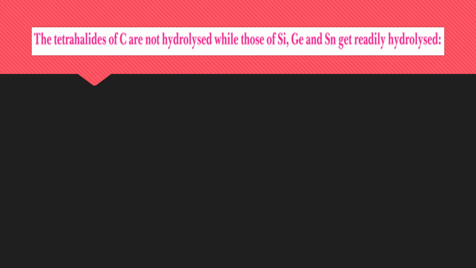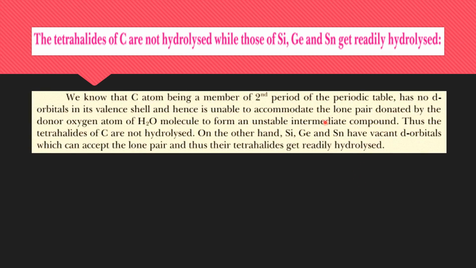Tetrahalides of carbon are not hydrolyzed, while the other tetrahalides, silicon tetrahalides, germanium and tin tetrahalides, are readily hydrolyzed. And what is the reason that carbon is not hydrolyzed? Carbon is a member of the second period, and it does not possess d orbitals. It does not have d orbitals in it.